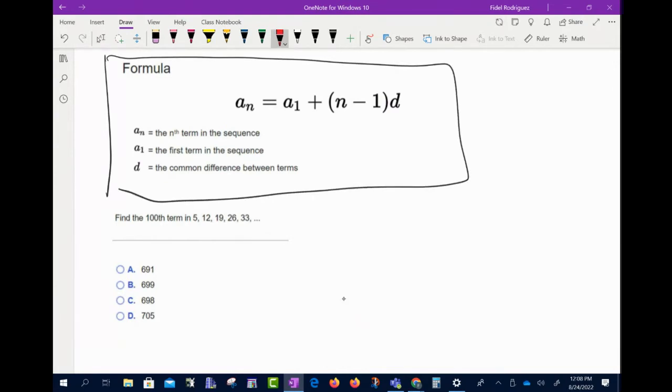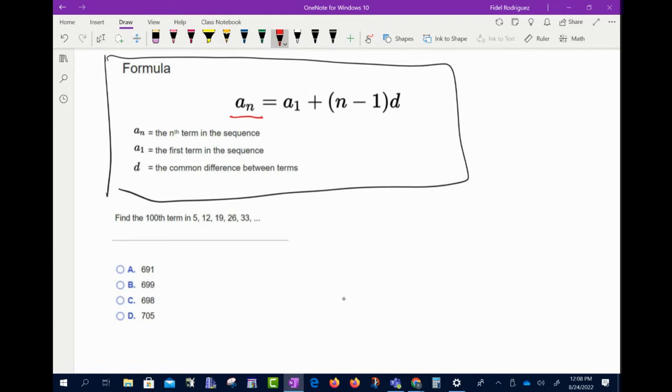Just so that we know what this stands for. The term A N stands for the nth term of the sequence. What I mean by the nth term, I mean, like, if I were to say, what's the 17th term? Or what is the 52nd term? Or what's the 113th term? We could figure those things out, okay?